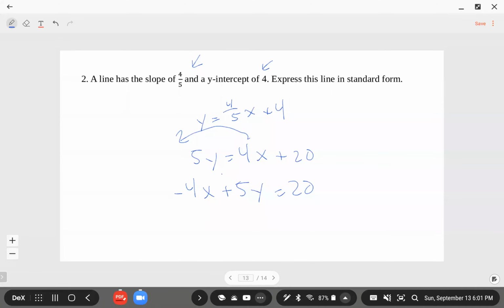Remember, when you try to get rid of this fraction, you have to multiply by 5 because it's 4 divided by 5. If you multiply that by 5, then you cancel out, right? Cancel out to 4. But in the process, you have to multiply every term by 5. You have to multiply y by 5. You have to multiply 4/5 x by 5, and then you get 4x. And then you have to multiply 4 by 5. You get 20, right? So that is why the 5 goes with y, okay?